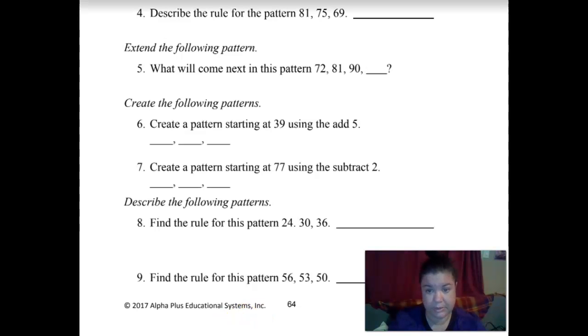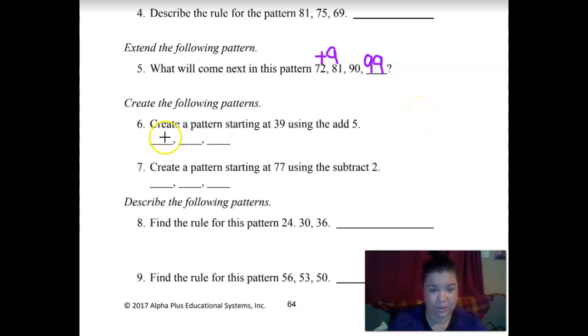Okay, so what did you get? Are we adding or subtracting here? We're adding. The numbers are getting bigger. And how much are they getting bigger by? 9. So we have to add 9 to everything. So 90 plus 9 equals what? Is that what you got?